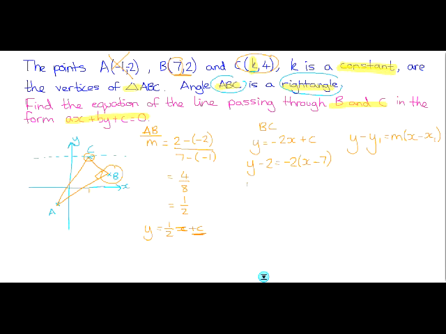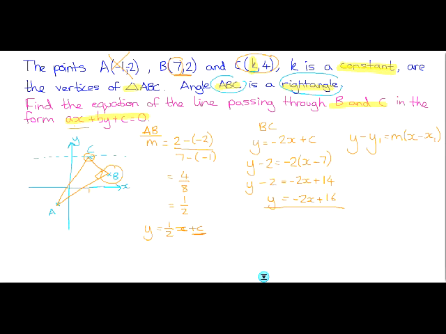So now just tidy it up. So y take away 2 is -2x plus 14. So we've got here y equals -2x, we're going to add 2, plus 16. So this here is the equation of the line that goes through BC. So we've done that. So that kind of answers the question, but I imagine what they want you to also do is find K like in a later part of this question.